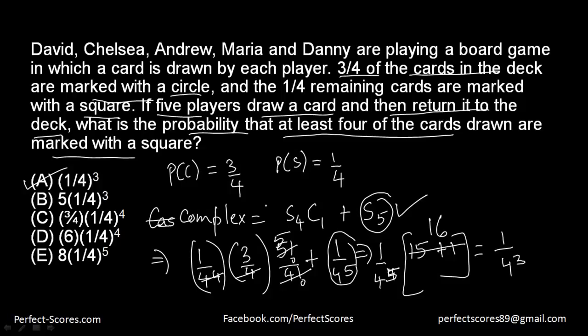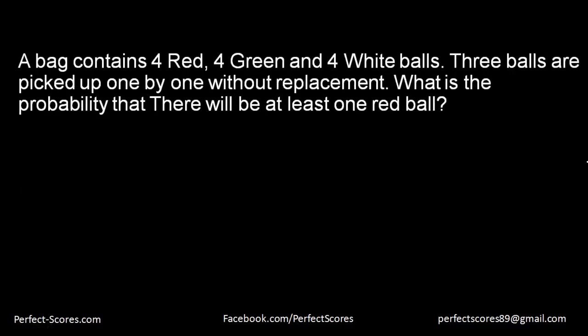So again, just repeating it once again, the probability of a circle is 3 by 4, square is 1 by 4, and he wants at least 4 squares. So 4 squares and 1 circle, and 5 squares. So that's the way to go about it. Suppose you've understood this question, let's move forward to the next one, right?